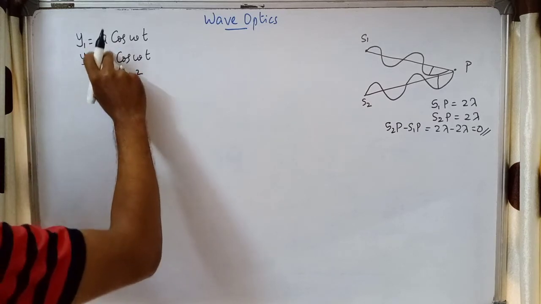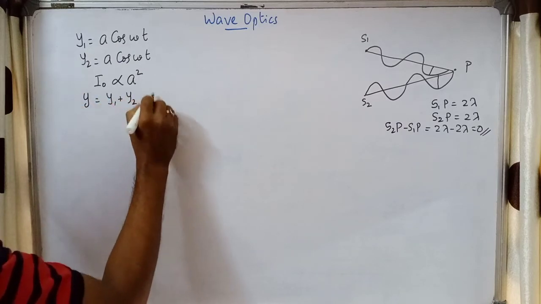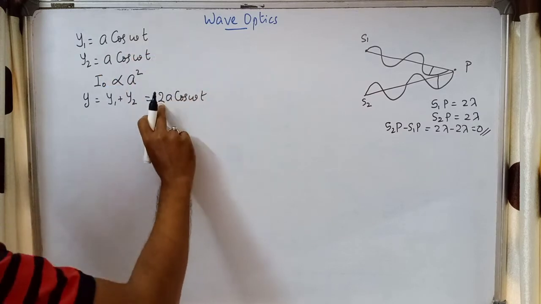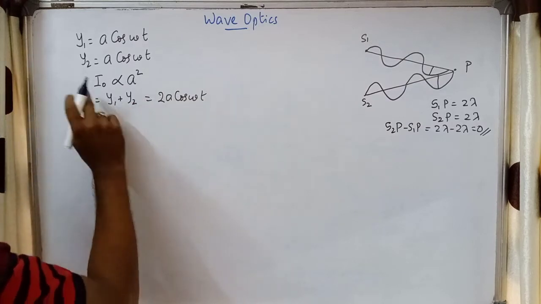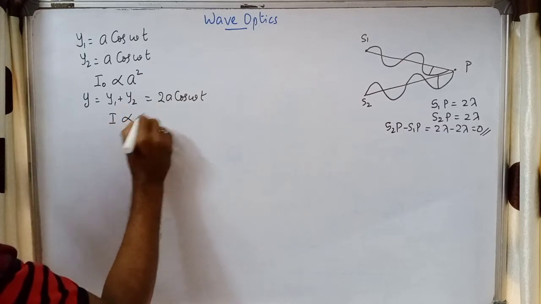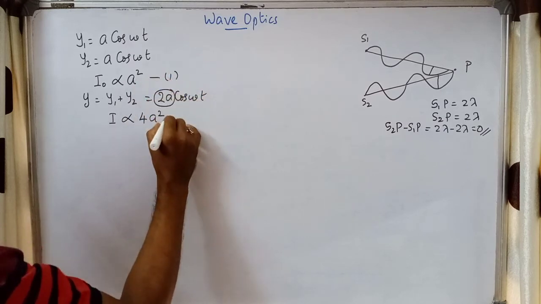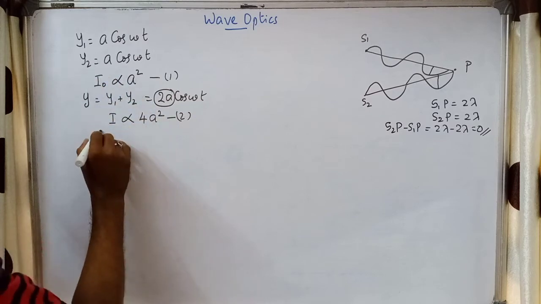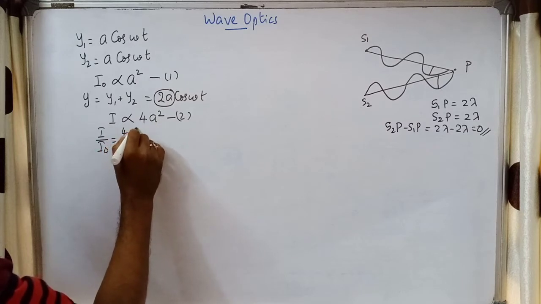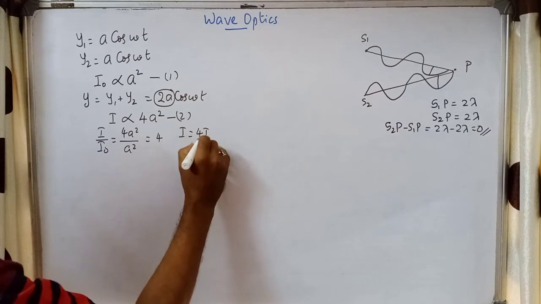Now after superposition, what is the net displacement? Y is equal to y1 plus y2. I need to add these two. When I add these, the resultant value will be 2a cos omega t. Now what is the intensity of this wave? After superposition, the resultant wave intensity I is proportional to the square of this. What is the square of this? 4a square. Okay, I have got two relations. Now when I divide these two, I get I by I0, which is 4a square by a square. So I will get a value 4. So I is equal to 4 times I0.